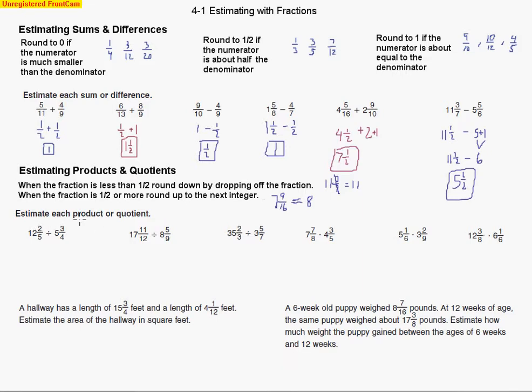So let's go ahead and estimate these products and quotients. So 2 is less than half of 5. So I'm going to just knock this off and just call it 12. And divided by, now 3 is over half of 4. So I'm going to round this up and call this 6. And so 12 divided by 6 makes 2.